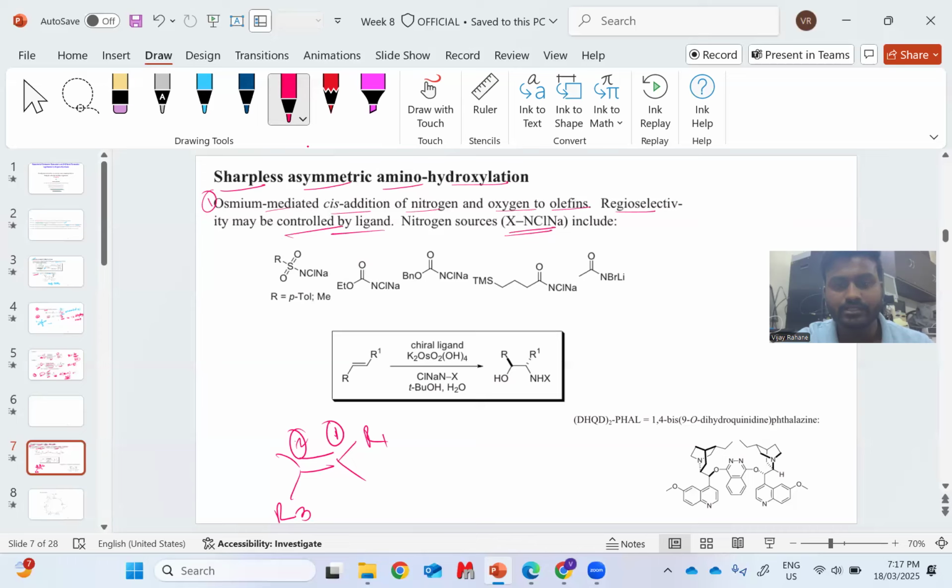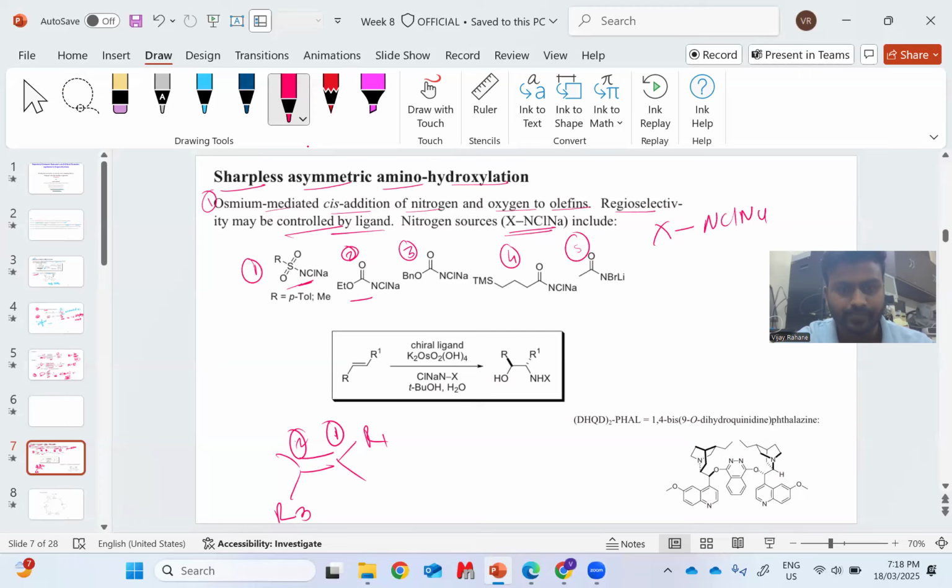X stands for here. There are many groups I have given. So X, N, Cl, Na, that's a kind of salt. This is one of the salts that I have mentioned here. One, two, three, so these are some different kinds of nitrogen sources. One is from the sulfonate, the sulfonate salt. It is like para-toluenesulfonic acid that we already know, so it comes from such a sulfonate salt.